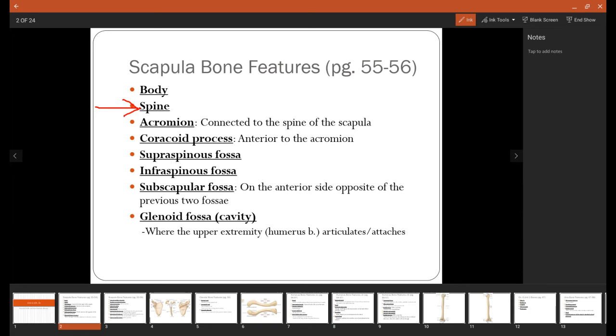We also have the glenoid fossa, or you'll see it called the glenoid cavity. This is on the lateral side of the bone. This is going to be the surface that the humerus, which is your upper arm bone, is going to articulate with, and it's going to form that ball and socket joint. So this is another structure that you want to star in your notes, as this tells you the lateral side of the bone.